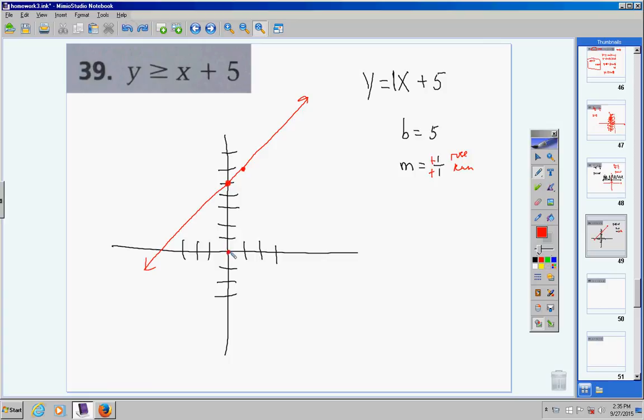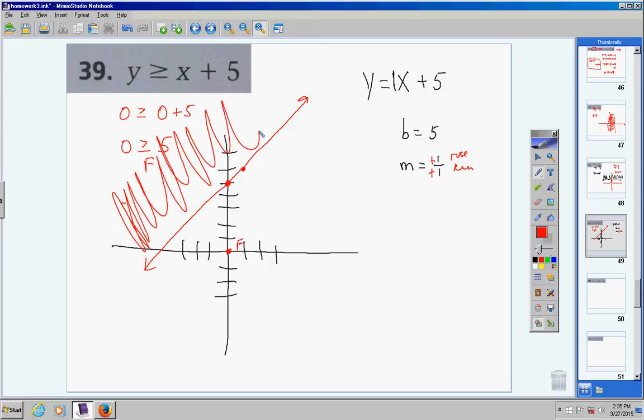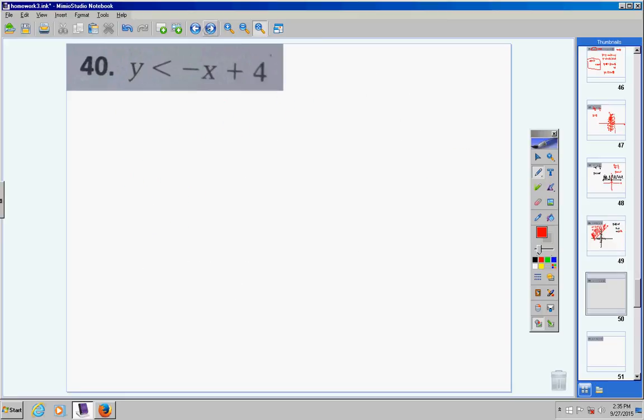0, 0 is my favorite point to test. Where the y is, I'm going to put a 0. Where the x is, I'm going to put a 0. 0 plus 5 is 5. This says 0 is greater than 5. That's false. So this point right here is false. So I'm going to shade where that point is not, which is up here. Moving on to number 40.